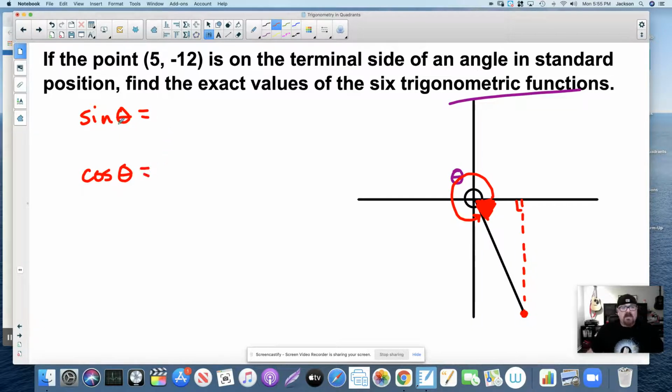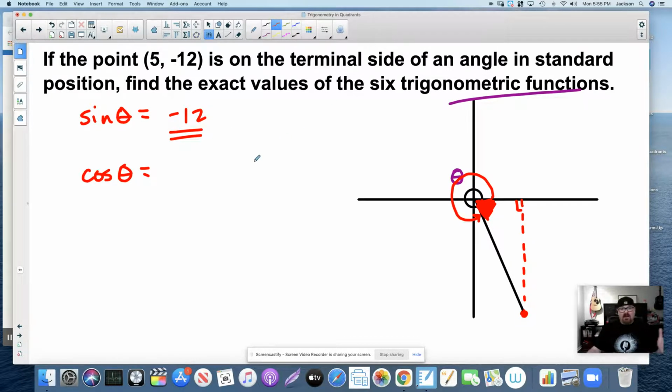Well, we can't say that the sine of theta is the y-coordinate. We can't say that the sine of theta is negative 12. This goes well beyond the range of sine. The outputs for sine are only from negative 1 to 1. You'll never get a calculator that tells you the sine of theta is negative 12. It's impossible. It doesn't fall within the range of the function, okay?